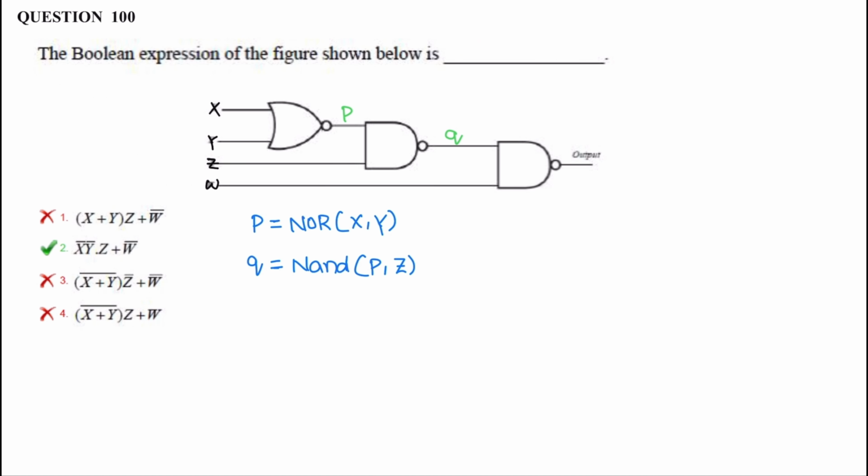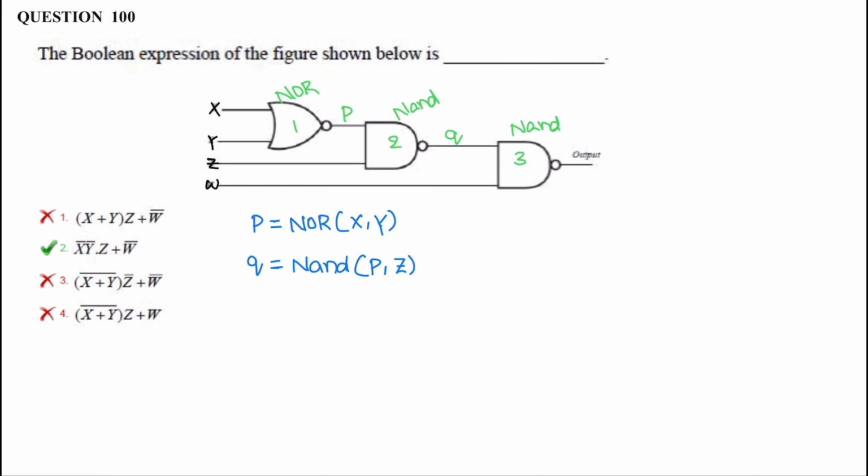Next question, question number 100. The Boolean expression of the figure shown below is. Let us assume P is the output of NOR gate 1, Q is the output of NAND gate 2, and W is the output of NAND gate 3. 1 is a NOR gate, 2 is a NAND gate, and 3 is a NAND gate again.